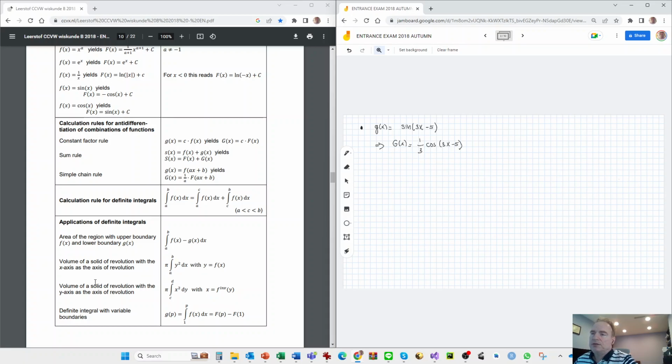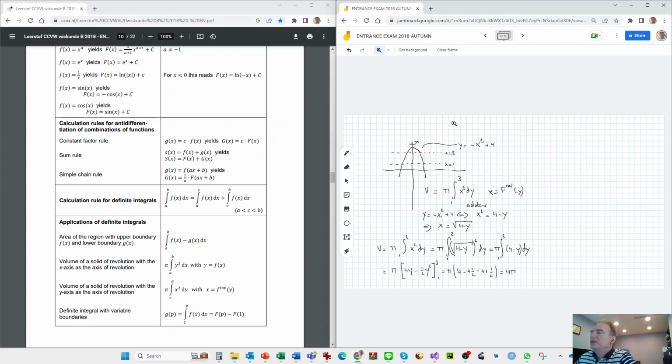For rotations around the y-axis, it's a little bit more complicated. It's given here. You actually need to find the inverse. So you need to again express x in terms of y and then substitute it in this equation. And I have an example of that here.